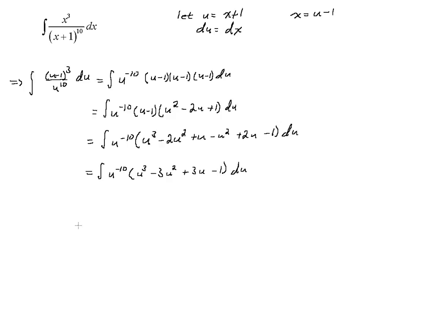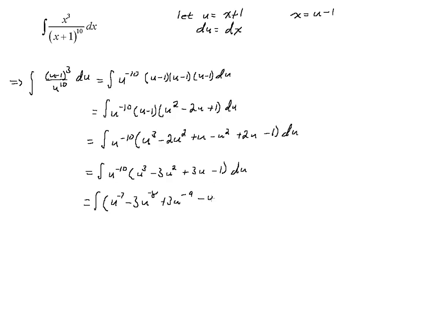Now we'll distribute that u to the negative 10, and notice when we do that we will be able to integrate term by term using the power rule of integration. So we'll have u to the negative 10 times u cubed is u to the negative 7th. U to the negative 10 times negative 3u squared is negative 3u to the negative 8. U to the negative 10th times positive 3u is plus 3u to the negative 9th. And then finally, u to the negative 10th times negative 1 is negative u to the negative 10th du.